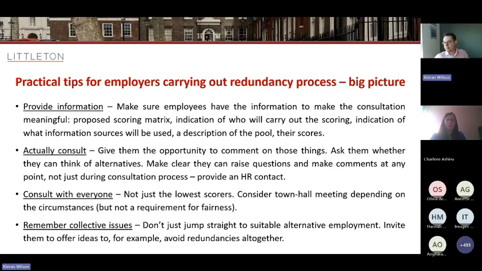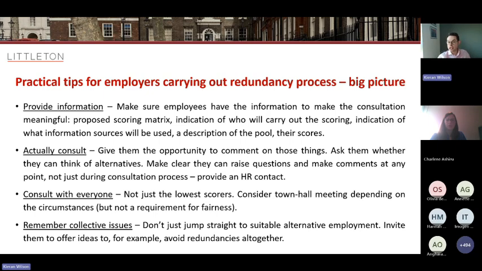The first point is around information. Give the employees enough information to be able to meaningfully engage with the consultation process. Even if you only end up having a couple of short meetings with them, you're then in a position to be able to say, well, they had all of this from the outset and were able to challenge it.